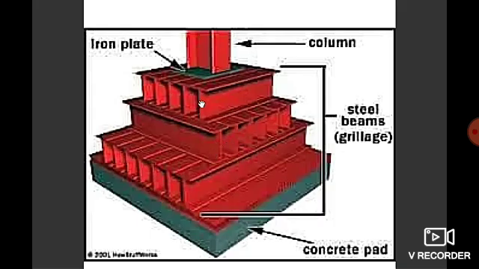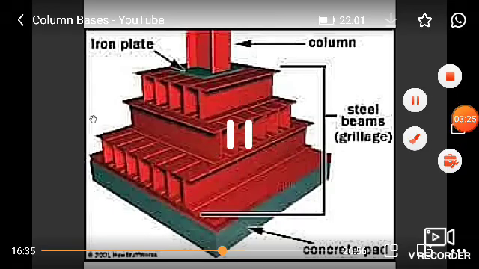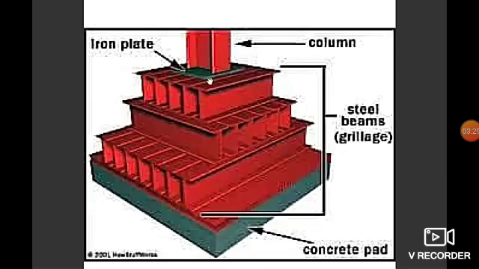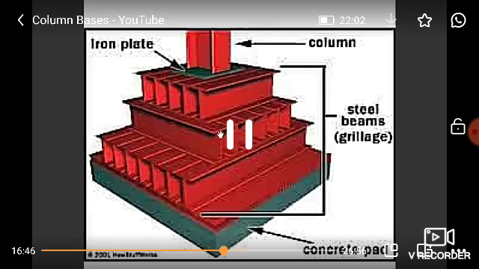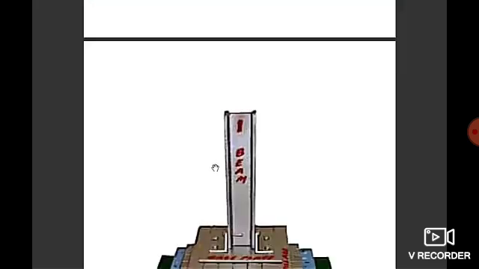The steps can be tied, and in this concrete, once we keep beams like this and like this, the strength of the foundation increases. You can see here this is the first step, this is the second step, and then it will transfer to the third stage, and lastly it will be resting on the concrete. This is called the grillage foundation.